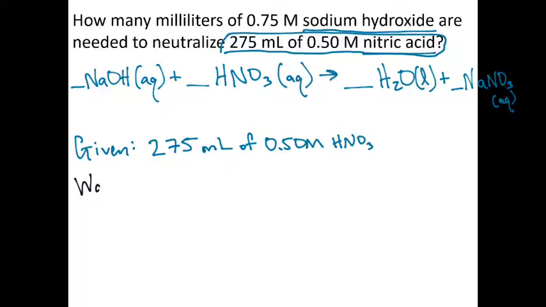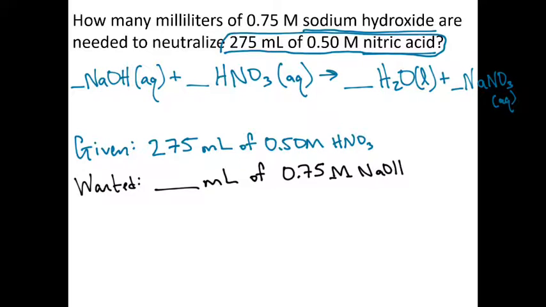All right, my wanted substance, if you look at the bottom of the mole map that we drew a minute ago, if I have a molarity or a volume, that can be a wanted substance. So I need to find out how many milliliters of 0.75 molar NaOH I need.